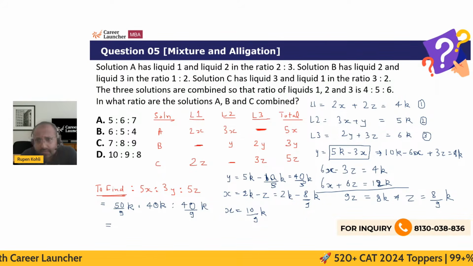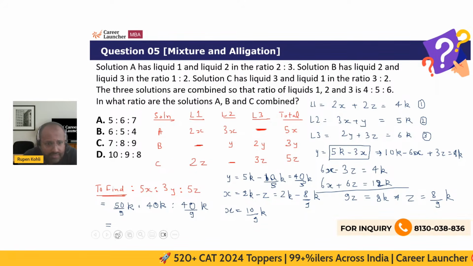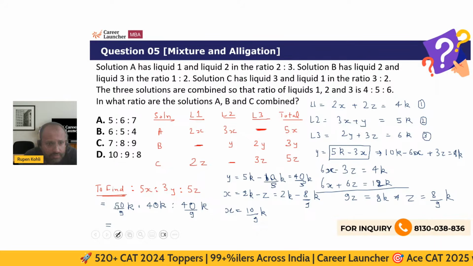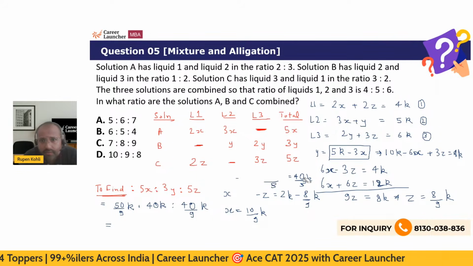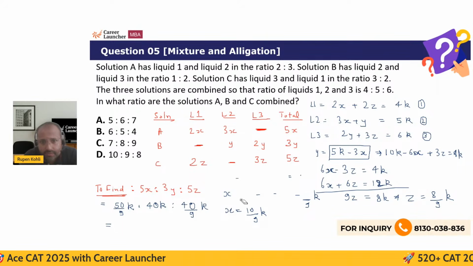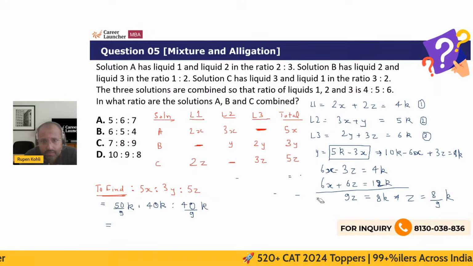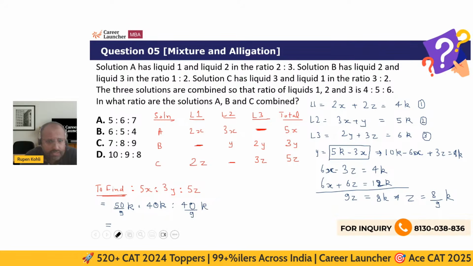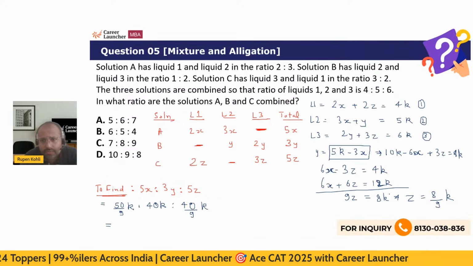Just a second, something seems amiss. Let me clear this a little bit. I think something we have done a bit wrong over here. Let me just redo this. Just a second. Now, let's just check this. So, z was 8 by 9k.